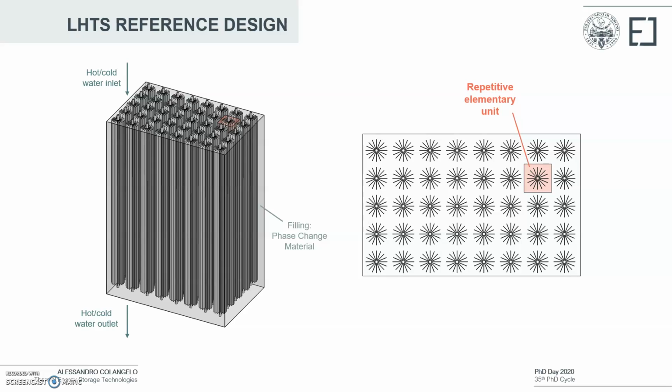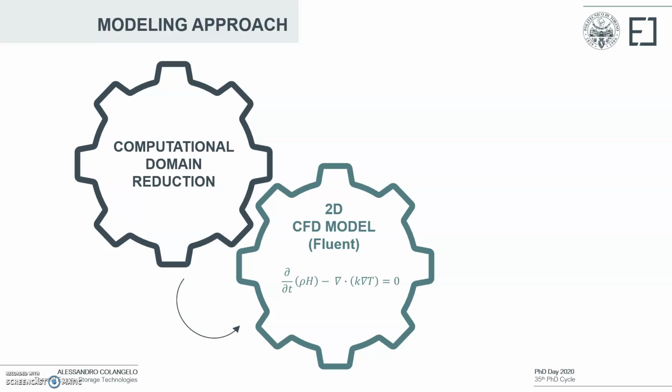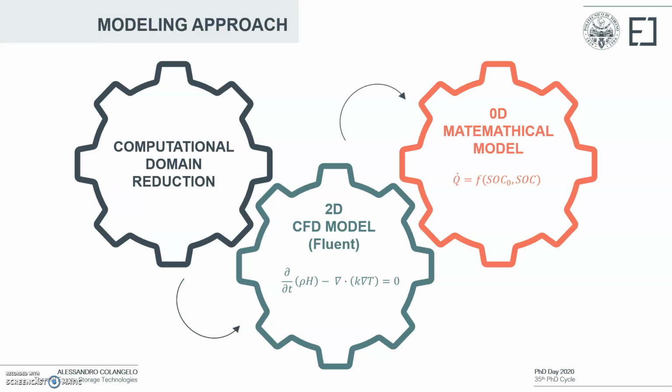I started considering a reference shell and tube design, where the pipes have longitudinal fins and the whole storage is the assembly of repetitive elementary units. In order to obtain a model for this reference configuration, I first reduced the computational domain exploiting its geometrical and physical symmetries. In particular, the compactness of the considered configuration allows to neglect the effect of natural convection in the liquid PCM. Consequently, I created a two-dimensional CFD model with Fluent, where the governing equation is purely conductive.